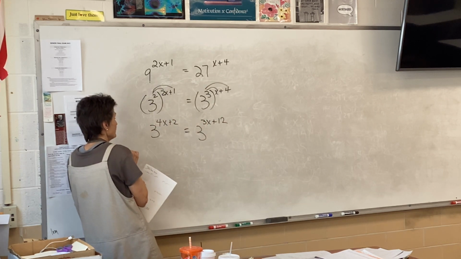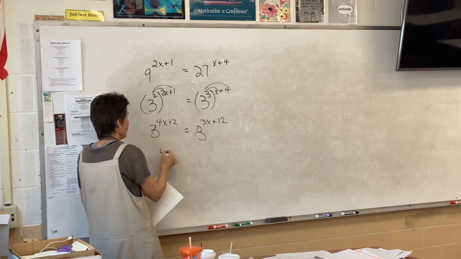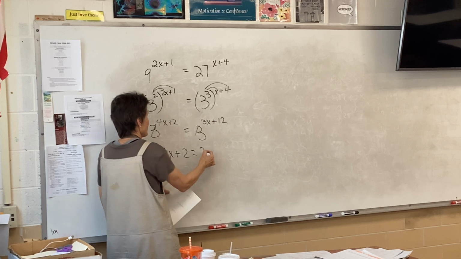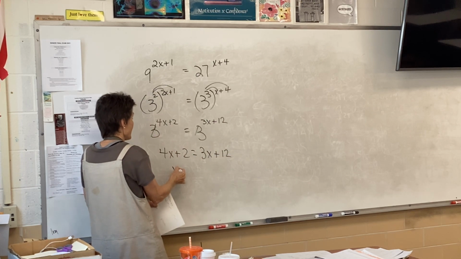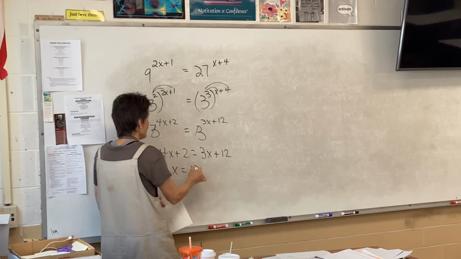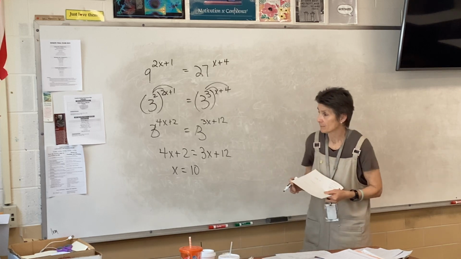And now, since these are now both the same number, I can drop them out and just set my exponents equal to each other. So subtracting 3x, subtracting 2, it looks like that one worked out nicely for x to equal 10.